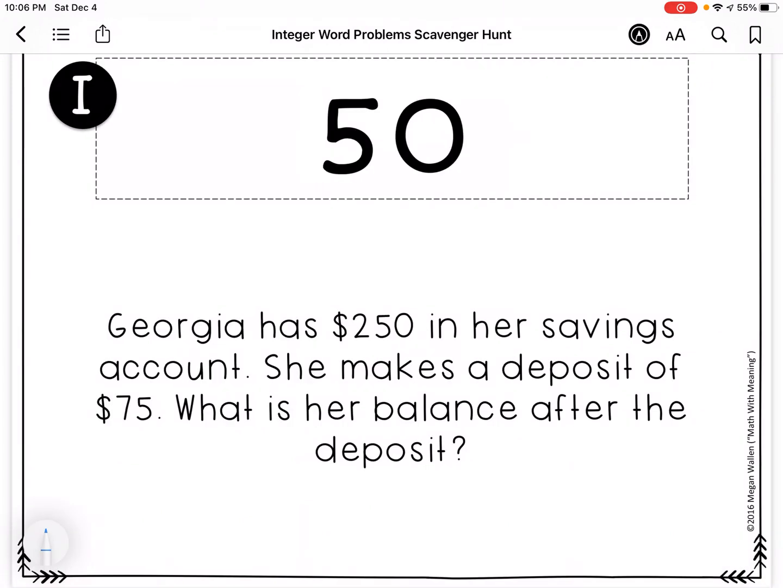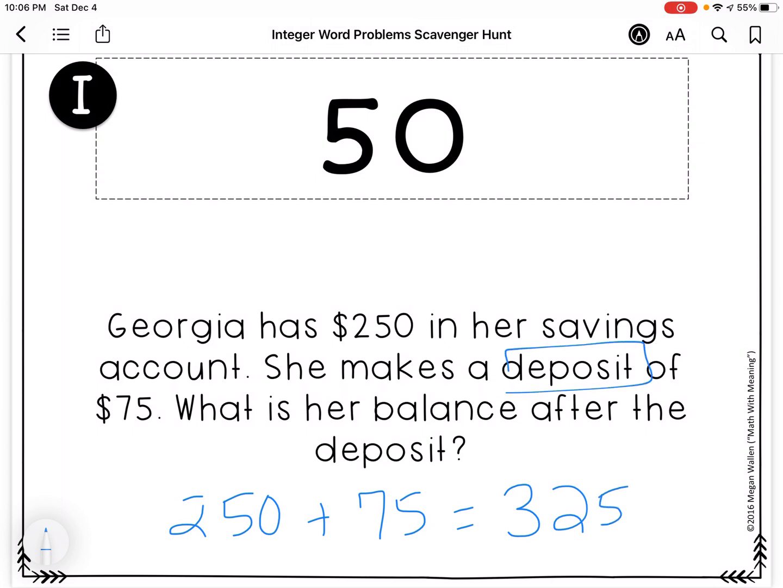Georgia had $250 in her savings account. She makes a deposit of $75. What is her balance now? $325, because deposit tells me that it's a positive.